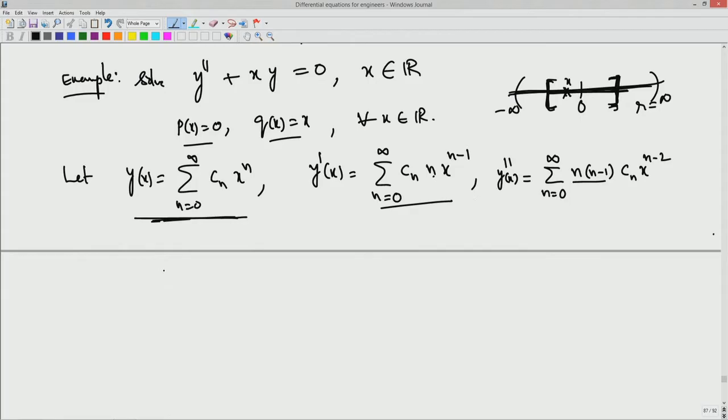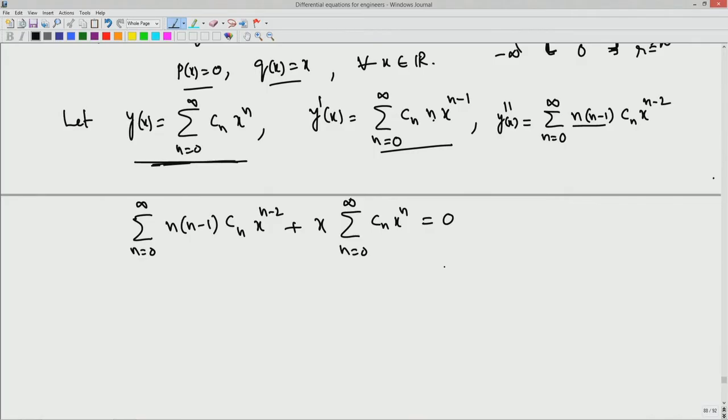Now, you substitute this into the equation. In your equation, substituting, the sum over n from 0 to infinity of n into n minus 1 C n x power n minus 2, plus x times the sum over n from 0 to infinity of C n x power n, equal to 0. So, I have to find these constants C n. Okay. So, this is my x power n. It is just rewritten as the sum over n from 0 to infinity of n into n minus 1 C n x power n minus 2, plus the sum over n from 0 to infinity of C n x power n plus 1, equal to 0.